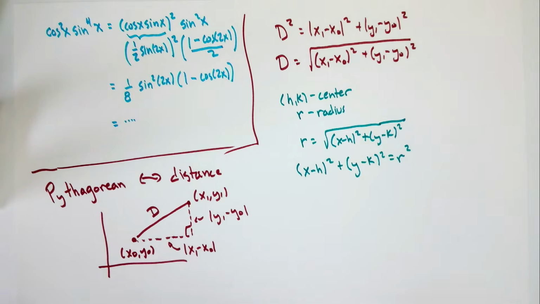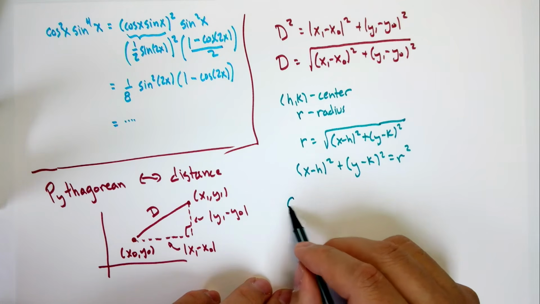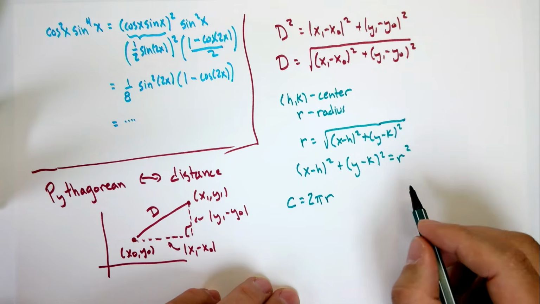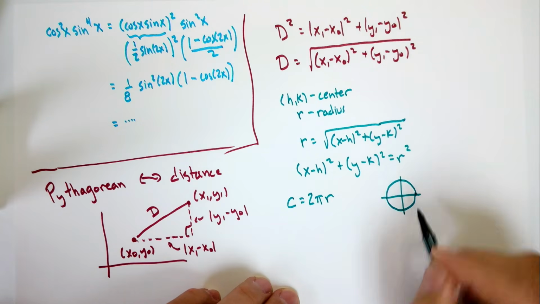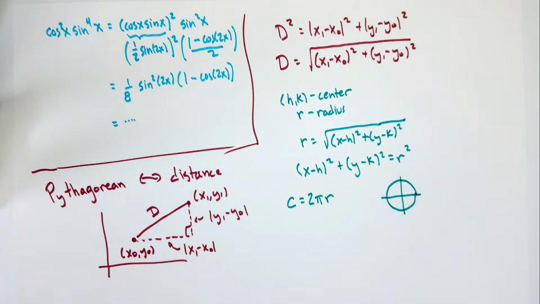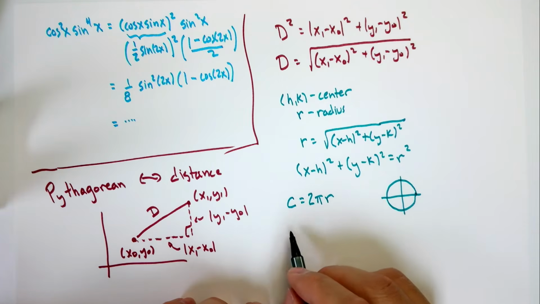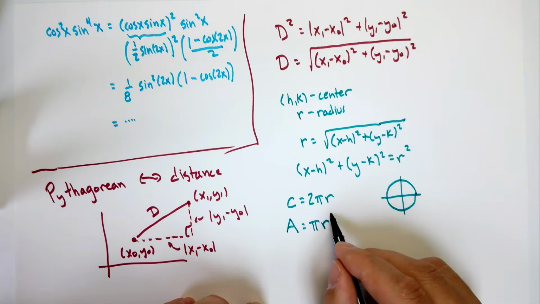All right, a few basic facts about circles we should know. The circumference of a circle is 2 pi r. Now you might wonder, why is that the case? And the answer is definition. That's how pi is defined. Pi is defined as the ratio of the circumference divided by the diameter, which is all the way across, which is twice the radius. The area of a circle is pi r squared.